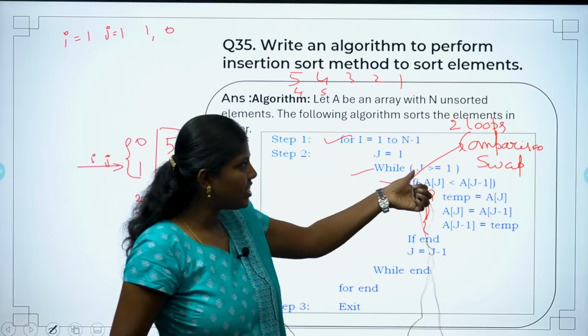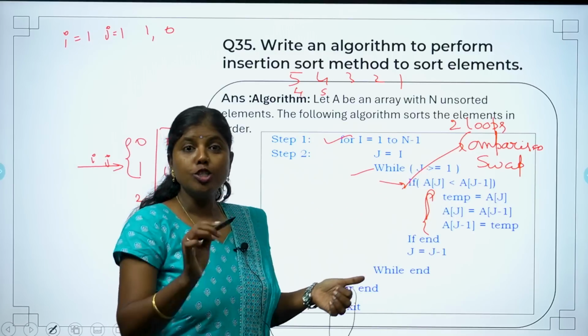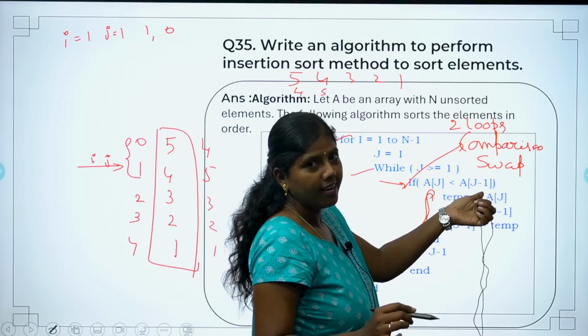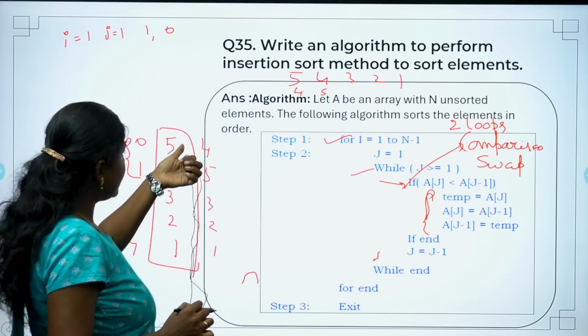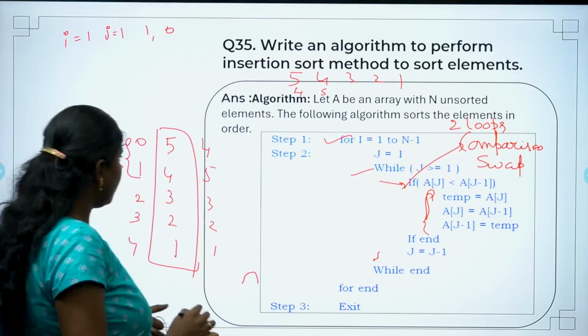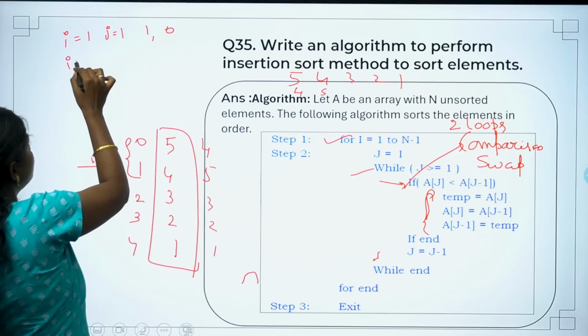That's the reason we take the value of j to be greater than or equal to 1, so that I can make a comparison between j and j minus 1. 0 with minus 1 I can't compare, no? So that's why we are going only till 1. Okay, so this is done. It will stop. Then i equals 2.